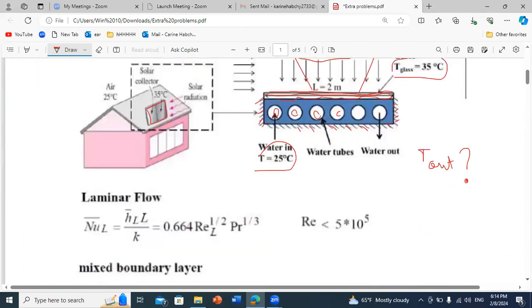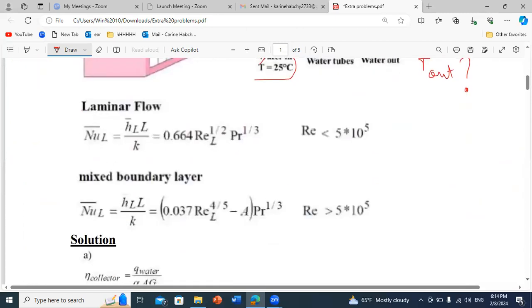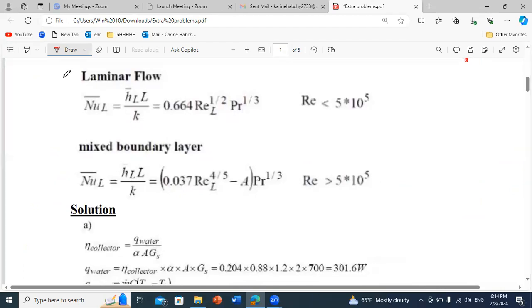So I give you some formulas that you will need. We told you that for laminar flow, the Nusselt number, which is the convective coefficient times the length over k, is a function of the Reynolds number and the Prandtl number. The Prandtl number is also a characteristic of the fluid, and here it's given for you. While if you have turbulence, the Nusselt number will have a different expression. And since I gave you the two expressions, you are not sure if your flow is laminar or turbulent.